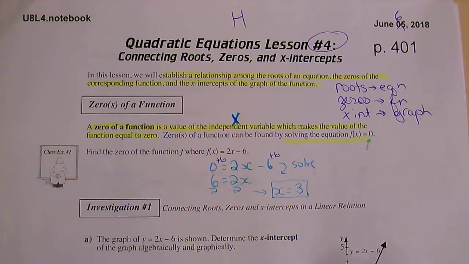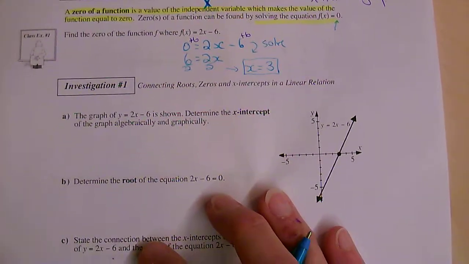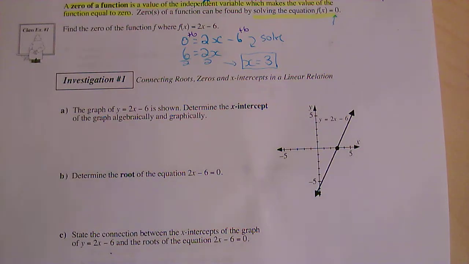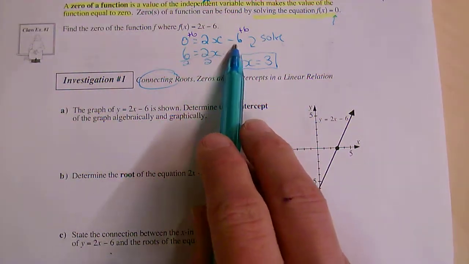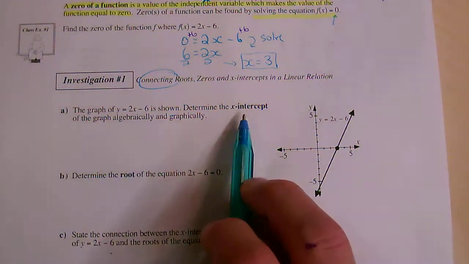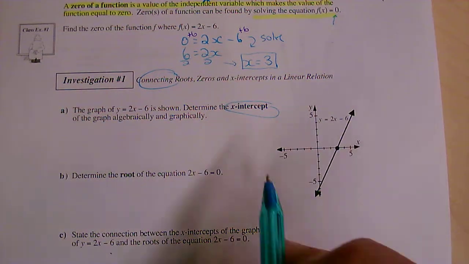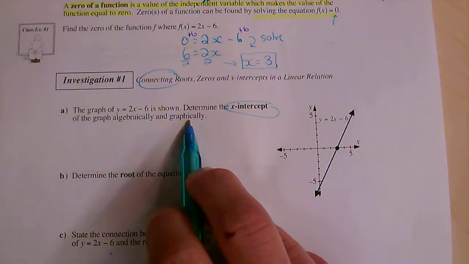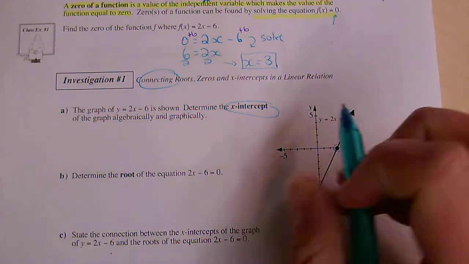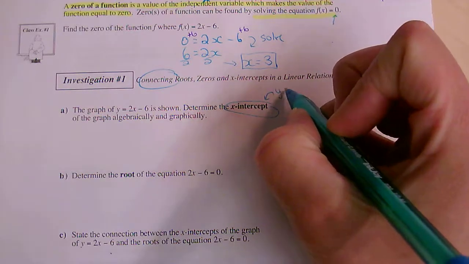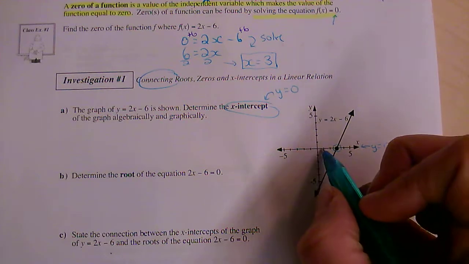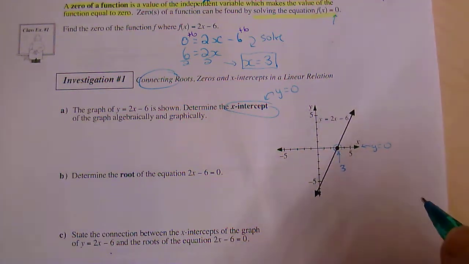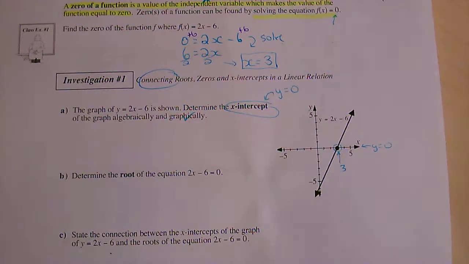Investigation 1, connecting roots, zeros, and x-intercepts in a linear relation. The graph of y is equal to 2x minus 6 is shown. It's the same as the function, it's just now written as a graph. Determine the x-intercept of the graph algebraically and graphically. Let's do graphically first because it's the quickest. The x-intercept is when y is equal to 0, which is on the x-axis, and we see that that's happening at 3.